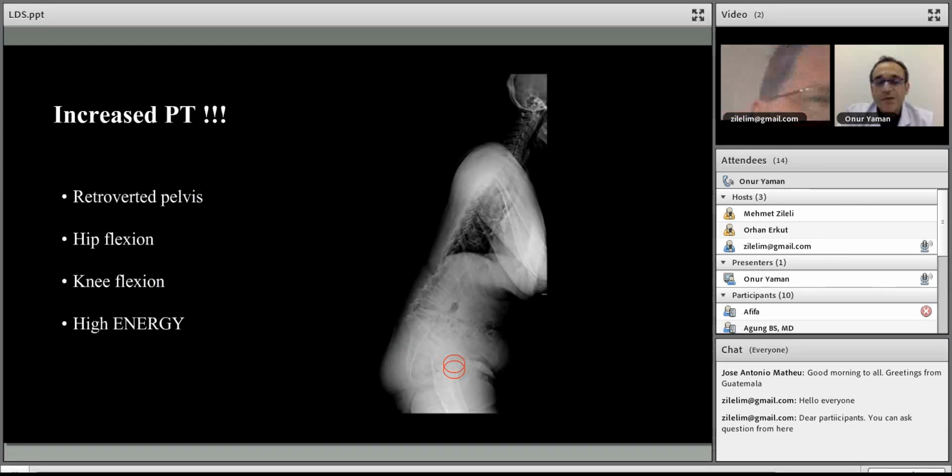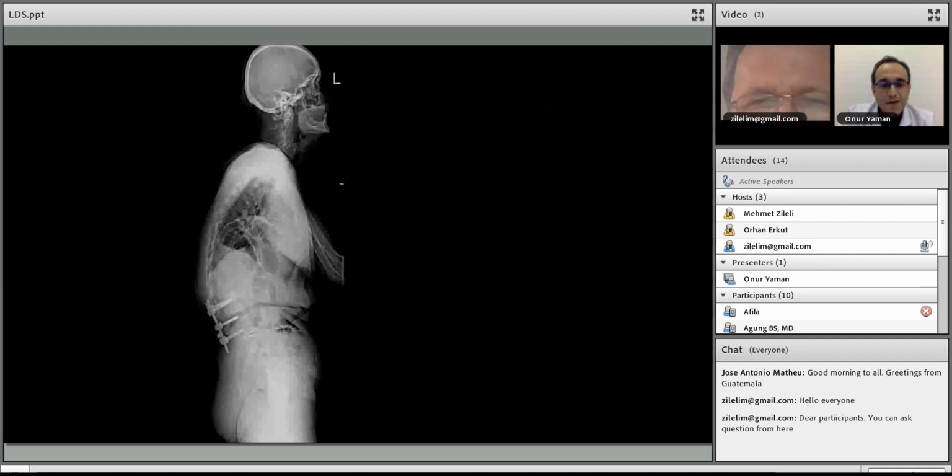What does increased pelvic tilt mean? It means that this patient is using his compensatory mechanisms. If a patient has a positive sagittal vertical axis, first of all, the pelvis retroverts, then the hip flexes, the knee flexes, and the patient tries to bring his head over the pelvis. Like this, let's say we don't know anything about SPA or pelvic tilt, but we can guess if the patient uses his pelvic tilt or not.